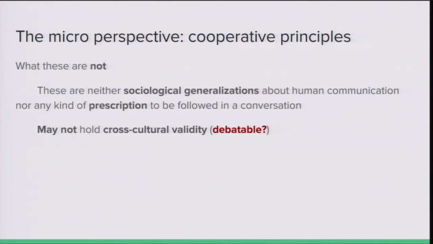So in general, there have been a lot of issues around cooperative principles and the idea of maxims. So it's good to clear out what these are not. These are neither sociological generalizations about human communication. They don't generalize that people talk in this way, right? So it's not description in that sense. Nor is it any kind of prescription to be followed in a conversation. There have been a lot of etiquette manuals, books on how to communicate effectively, and they will quote Grice and say you do this, you don't lie, and you speak as much as is required, all those maxims. It was not meant to be that, and it is not. So following these is not going to result in effective communication.